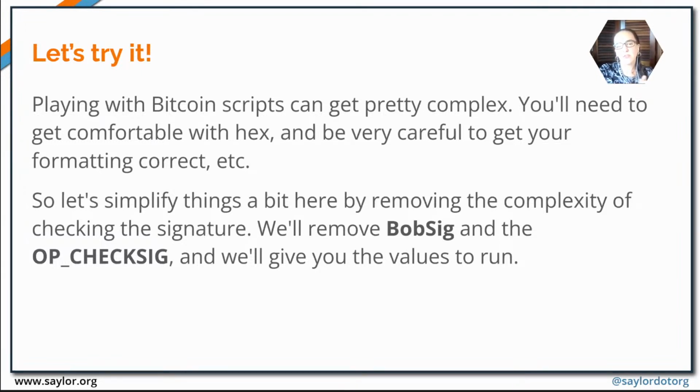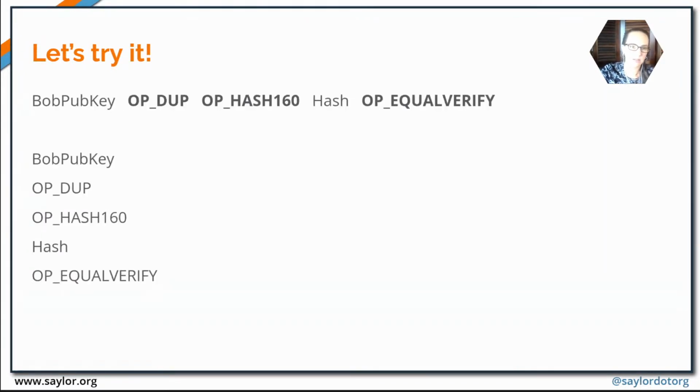So let's simplify things a little bit here by removing the complexity of checking the signature, because if you want to try and use this scripting simulator, you can give yourself quite a headache trying to get formatting just right. So for simplicity, for this example, we're going to remove the headache of formatting the signature exactly correctly. So we'll remove Bob sig and the op check sig, and we'll give you the values to run. So I've simplified it so we don't have to mess with that headache today.